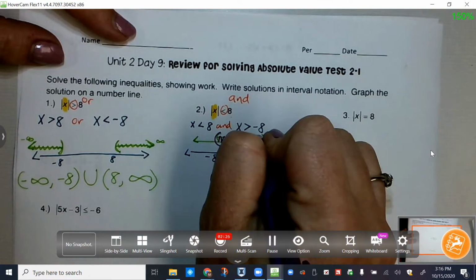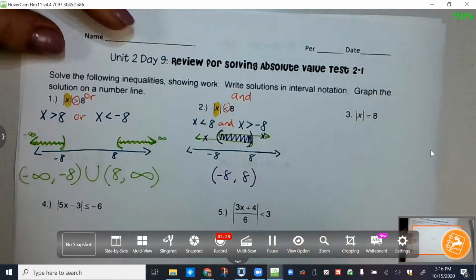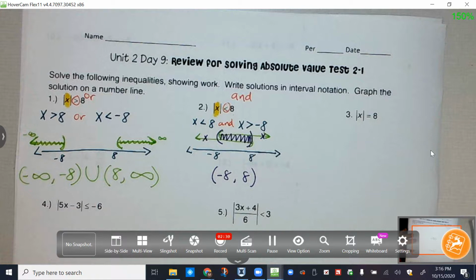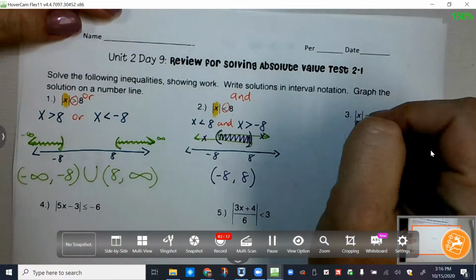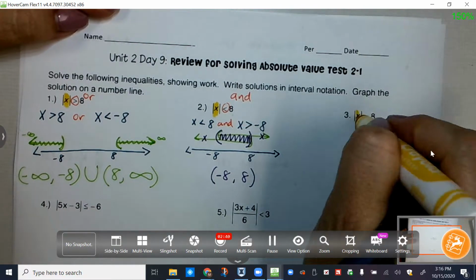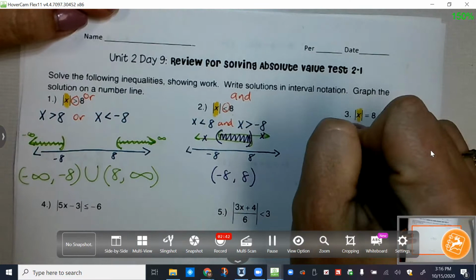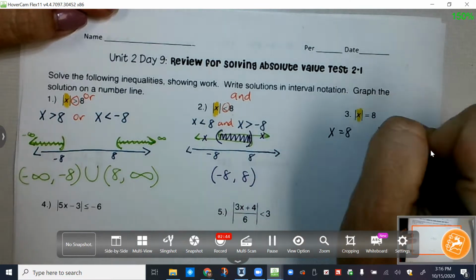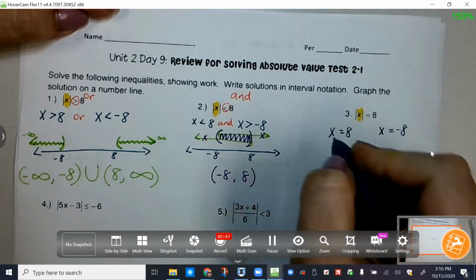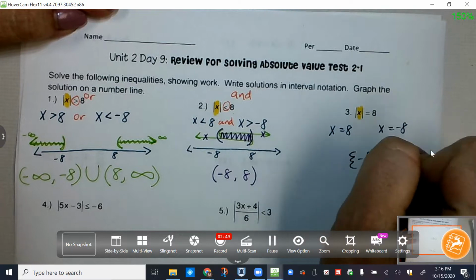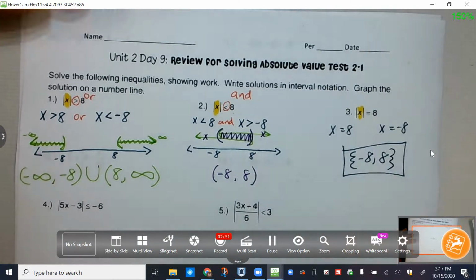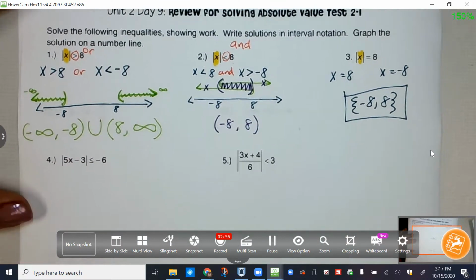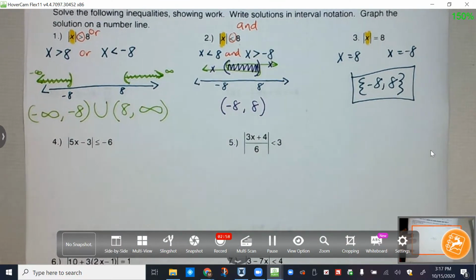Now, I want you to realize this is not part of your solution, this is not part of your solution, because it's and, it's only where they overlap. Okay? Now here, our absolute value is alone, so we're going to write it exact. It's an equation, so remember, you just write it opposite. Okay, well, there's your two answers, negative 8, comma 8. Okay, if I'm moving a little fast, that's fine.